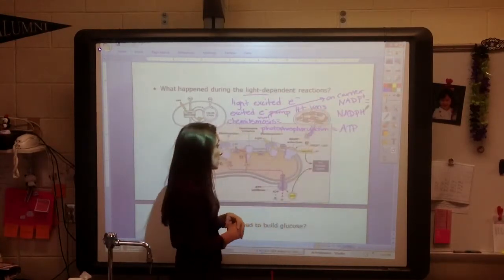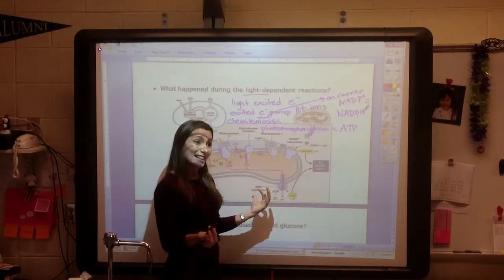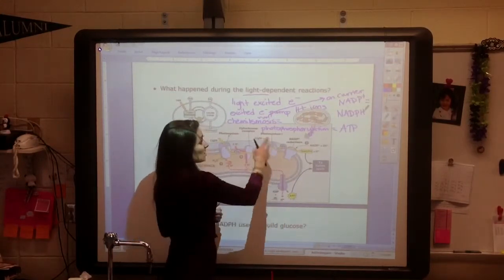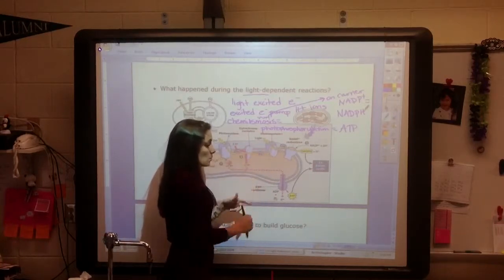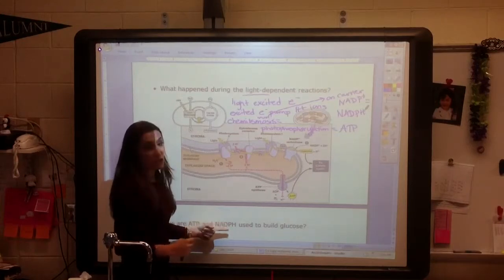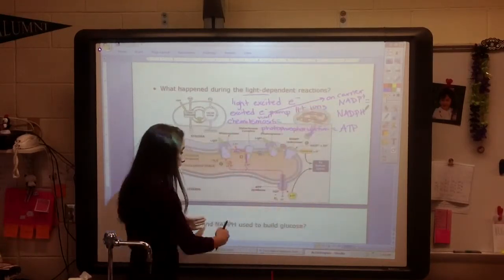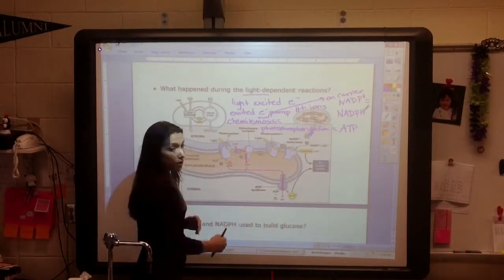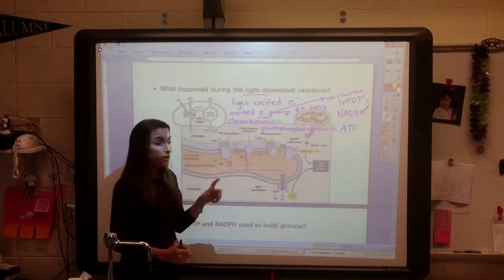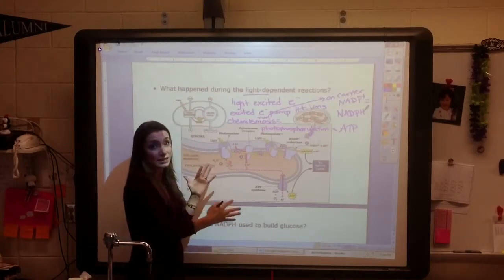and ATP. And of course we call this the Z scheme, and we can use cyclic photophosphorylation to make more ATP. Because what we're going to see is that we need more ATP than we do NADPH. This ATP and NADPH are going to be used to build glucose. But we need to stop for a second and remind ourselves where in the plant this is happening.